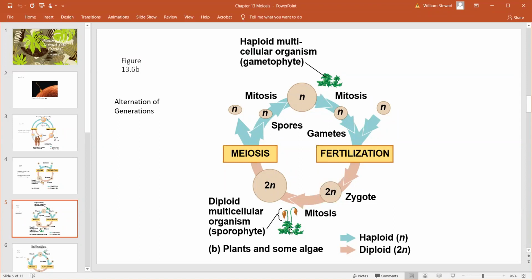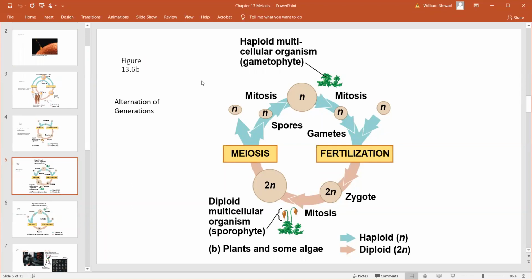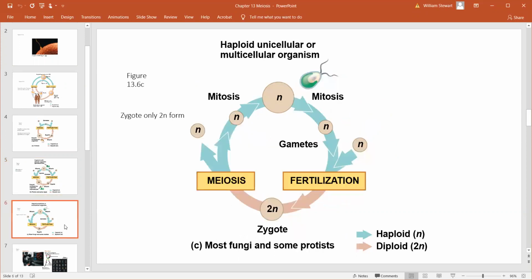And then it's going to form an organism, but sometimes it looks like the other form, like the gametophyte, sometimes it doesn't, right? Try not to get too hung up on it because, like I said, I'm going to ask on the test just the definitions of these words, okay?